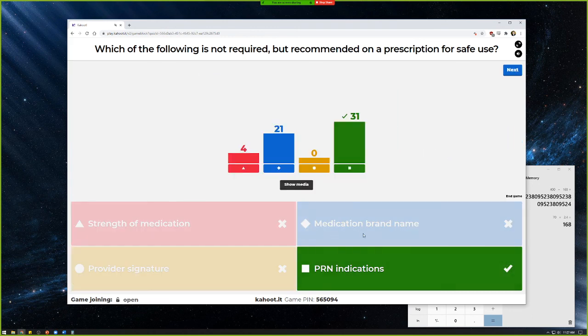All right, very good. You probably could count medication brand name, but I don't necessarily think that's necessary. If you're trying to delineate between an extended release or an immediate release, that could be included because that does help clear things up. But PRN indications is so important.